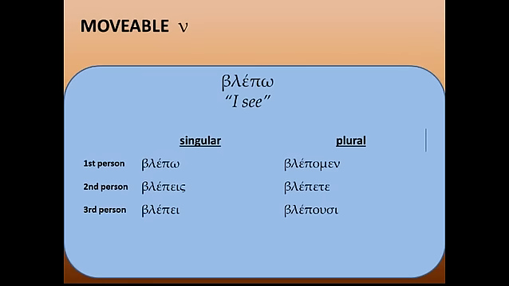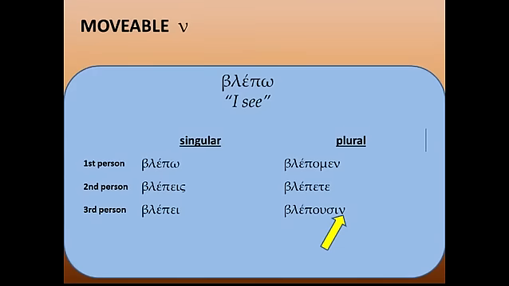And then we have the plural forms, blepomen, we see, blepete, you, plural, see, or y'all see. And then blepuse, third person plural. But there's an alternate way to write the third person plural form. We can add at the end the letter nu. Doesn't change the meaning one bit. It's just an alternate way to write the third person plural form.